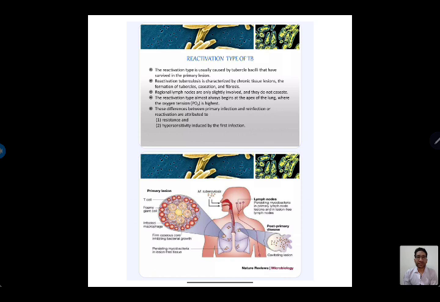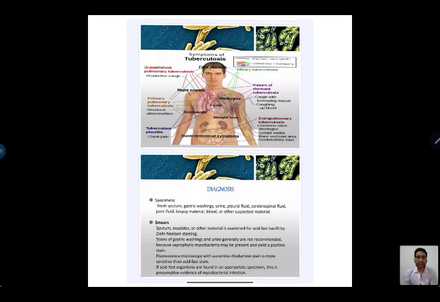The differences between the primary infection and reinfection or reactivation are attributed to the resistance and hypersensitivity induced by the first infection. So the symptoms of tuberculosis: primary pulmonary tuberculosis, structural abnormalities, tuberculous pleuritis with chest pain, cough with increasing mucus, coughing up blood. The common sites are meninges, lymph nodes, bone and joint sites, and the genitourinary tract.